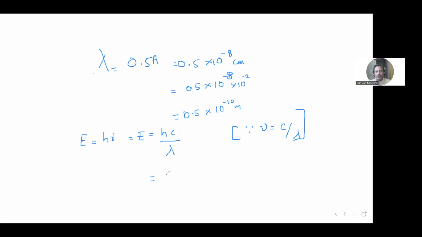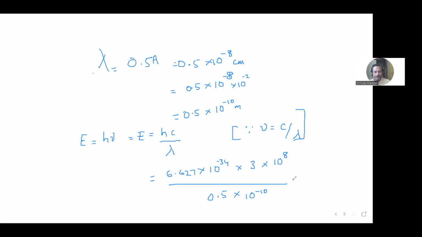In the place of h, you'll be writing the Planck's constant as usual, 6.627 multiplied by 10 to the power of minus 34, multiplied by the c value, 3 into 10 to the power of 8 meters per second, divided by the value of wavelength, 0.5 multiplied by 10 to the power of minus 10. So this is that.